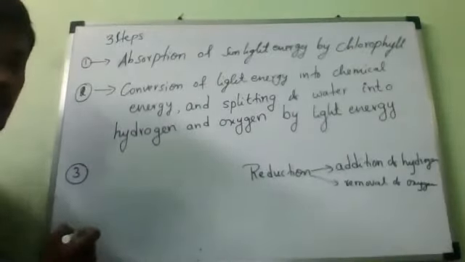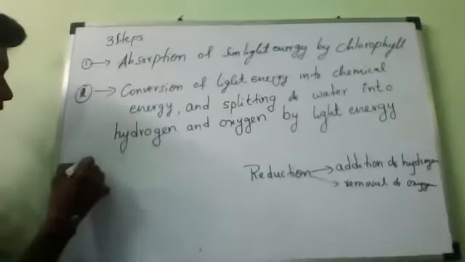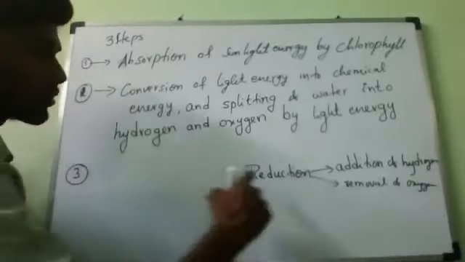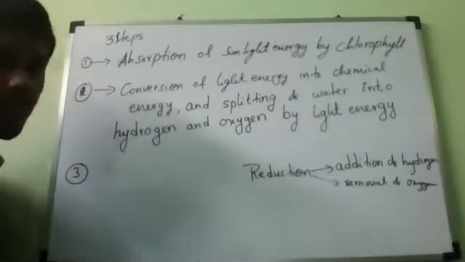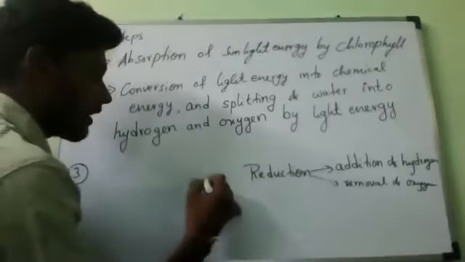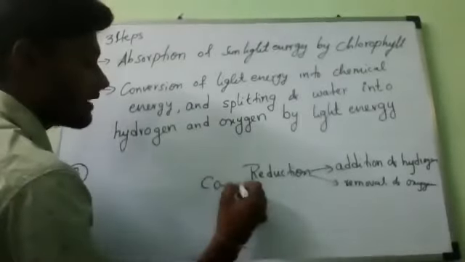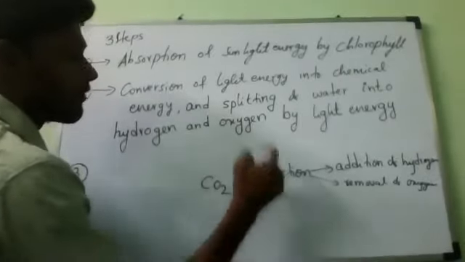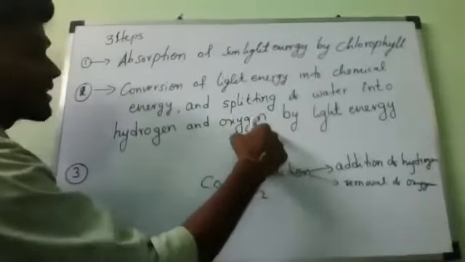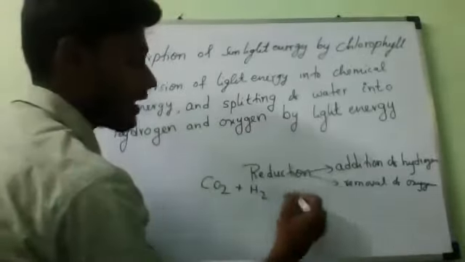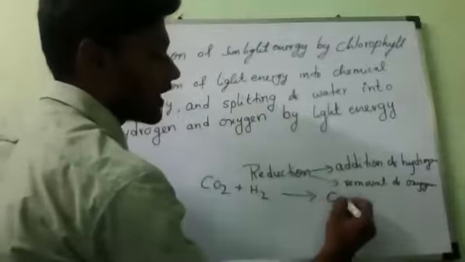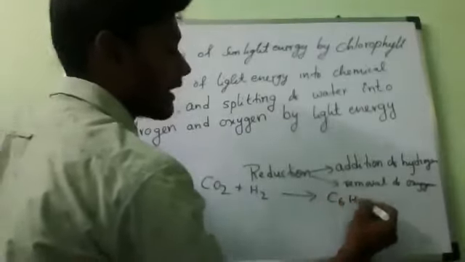If it comes to the third step, so what is the third step? As I have told you, reduction of carbon dioxide will take place. Means we have carbon dioxide. Now reduction means they will add the hydrogen which is produced in step 2. So with the help of this only, we get a product called carbohydrate, C6H12O6. Are you understanding?